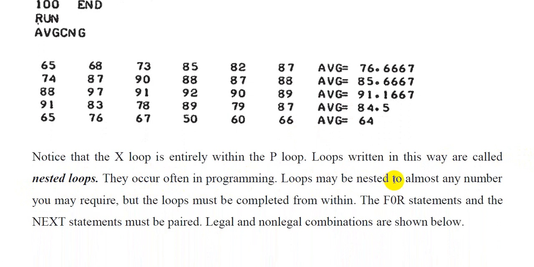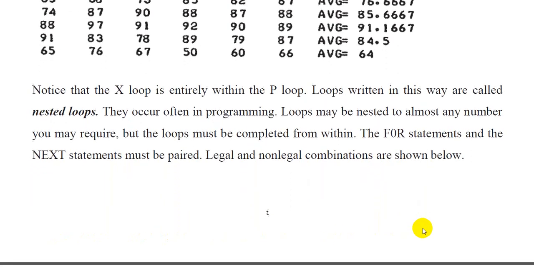The loops may be nested to almost any number, any amount you may require to be inserted, to visualize exactly the task you're actually performing, but the loops must be completed from within. The for statement here, and the next statements, must be paired. They must be combined. Legal and exact combinations are shown as you can see right in front of here.